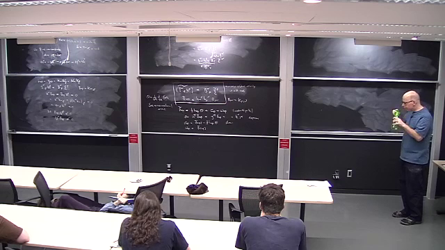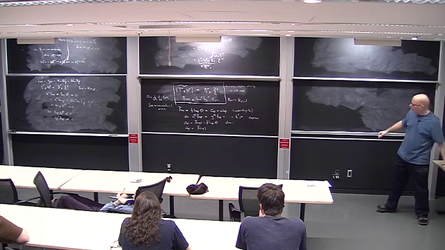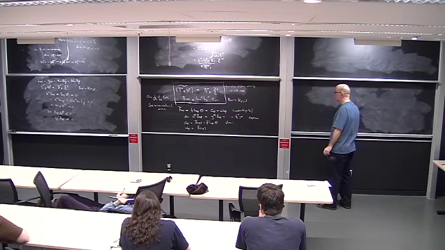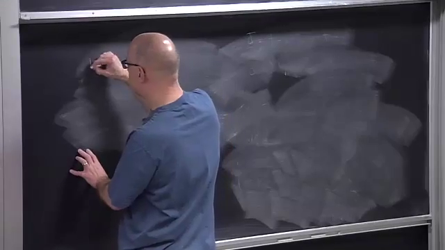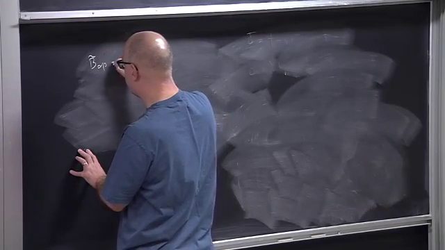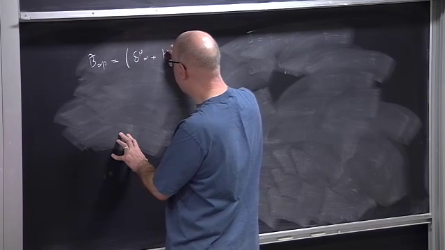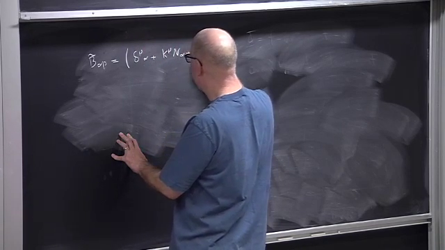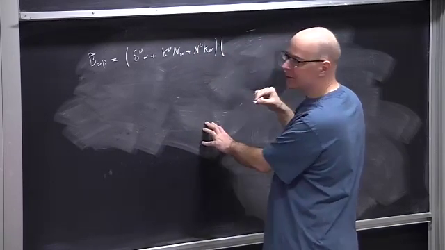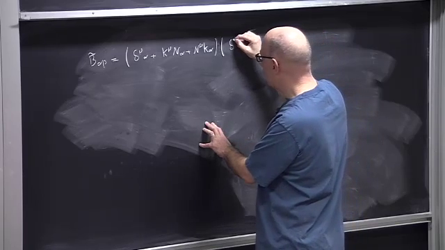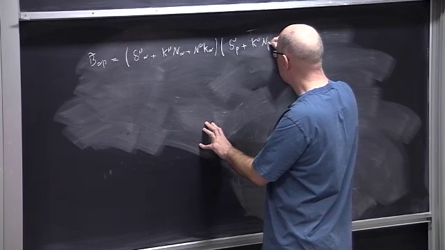Okay, so let's calculate B tilde. So B tilde, we just applied the definition. So the first H is delta mu alpha plus k mu n alpha plus n mu k alpha. So that's the first H. The second H is delta nu beta plus k nu n beta plus n nu k beta. And all of that is acting on B.